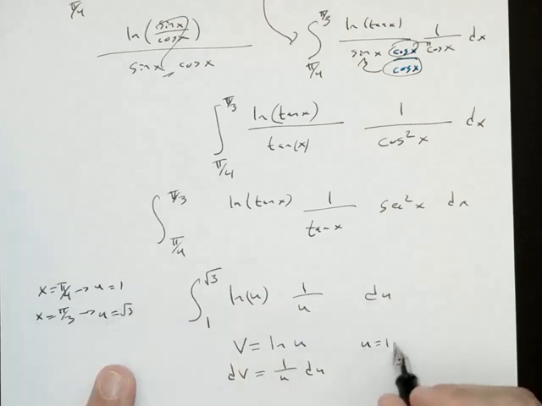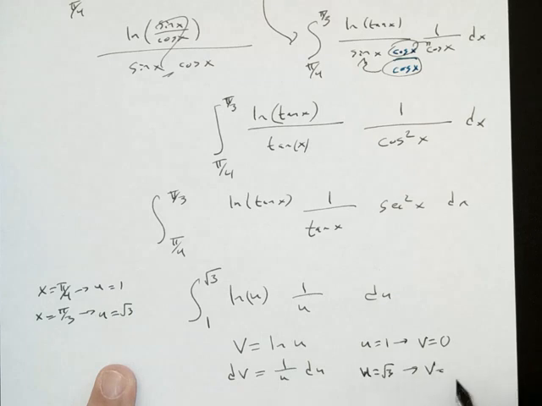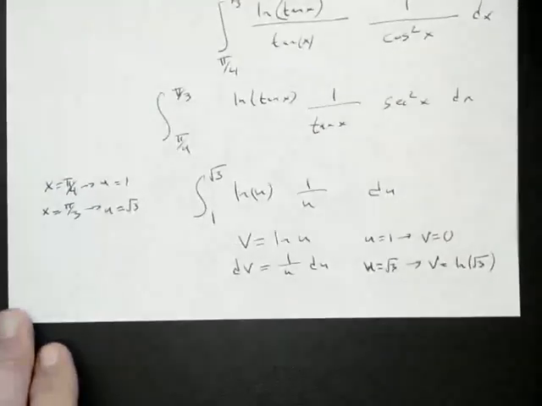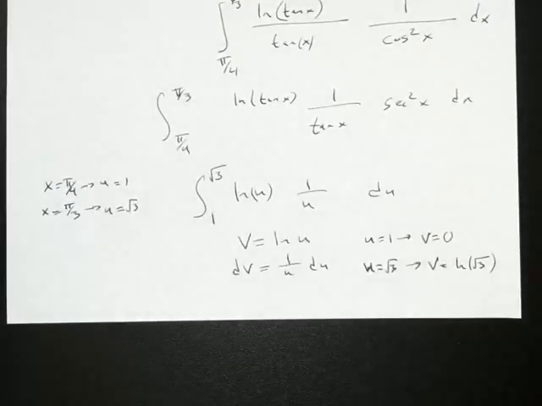Here I would say u is equal to 1, so v is ln of 1. What's ln of 1? U equals square root of 3, v equals ln of the square root of 3, which is going to be some ugly looking decimal. I'll just leave it like that. If you really want to, you can play with properties of logarithms to give you nicer looking numbers, or you can just give me a decimal. I'm perfectly happy with that.